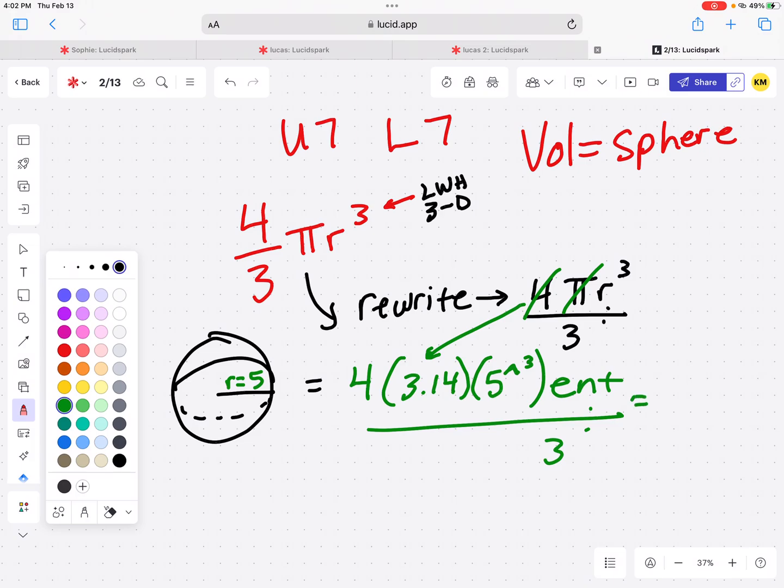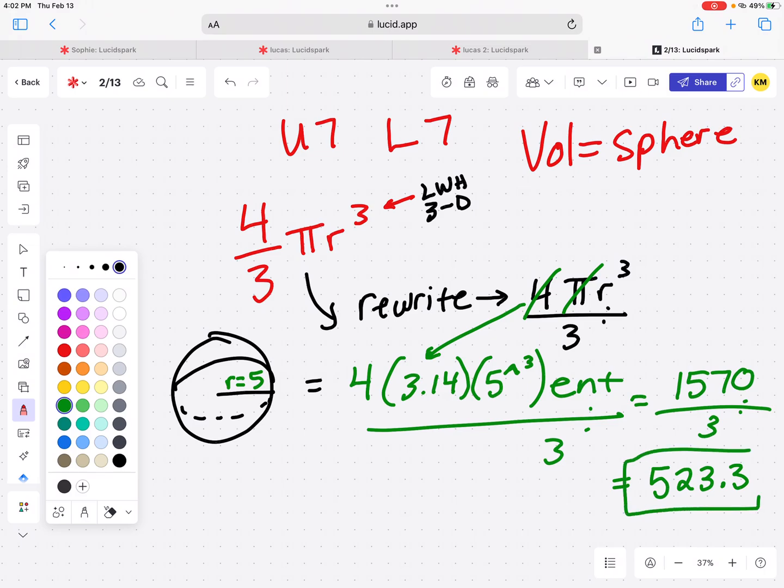We say 4 times 3.14 times 5 to the power of 3, enter, and you get 1,570. Now we just take that and divide it by 3, and when we do, we get our final sphere volume, and it's 523.3.